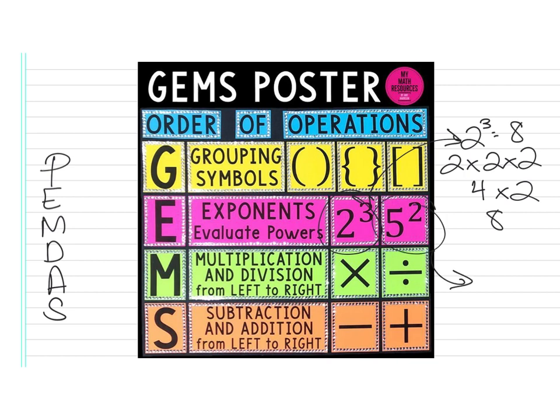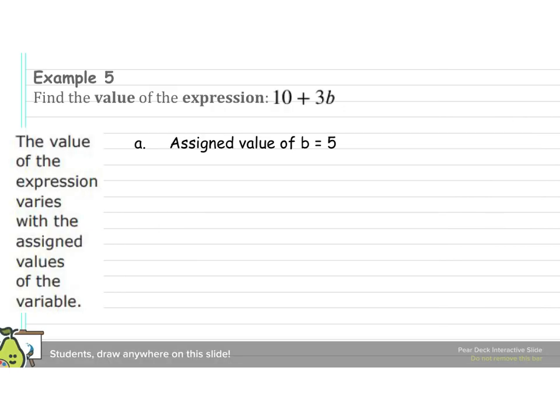Okay, so if you have 5 squared, that's really saying 5 times 5. The exponent tells you how many times you're multiplying the base by itself. So I'm multiplying 5 by itself 2 times because the exponent is 2, so it's 25. Okay, and then you do your multiplication or division, and then your subtraction or addition.